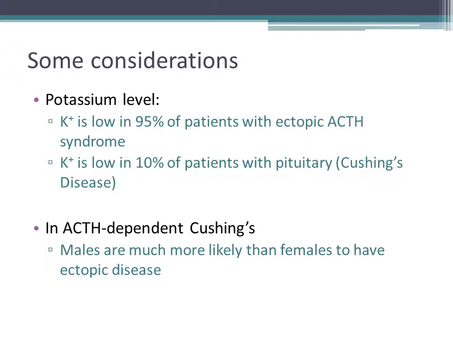In ACTH-dependent Cushing, males are more likely than females to have ectopic disease. So if I have a female patient with Cushing syndrome, ACTH dependent, it's much more likely that she has a pituitary origin for this tumor rather than ectopic. In males, we stress on looking for ectopic a bit more than females.